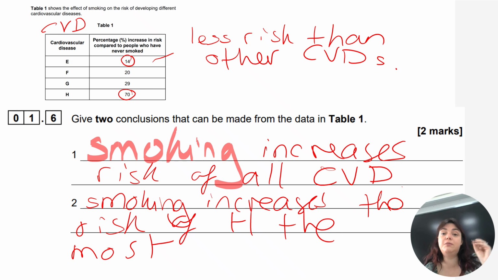You could conversely say these things as well. So instead of saying smoking does this, like I said at the start, you could say that not smoking decreases the risk of all of the cardiovascular diseases. And there you are, your answers. Again, please make sure that you have recognized that these are 4 different diseases and not 4 different people that you are talking about. If you start talking about people, you will have lost all of the marks. There are no marks that you can get.